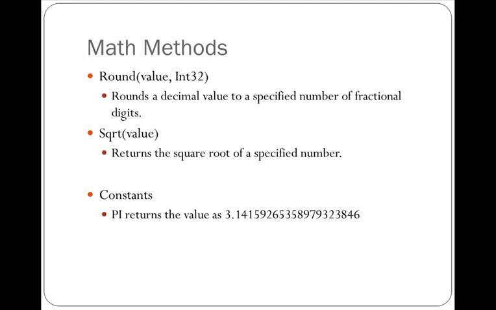Square root returns the square root of the number that's passed into it, and there are two constants inside of the math object or math class. The one of most note here would obviously be pi, and as you see, it returns this value.